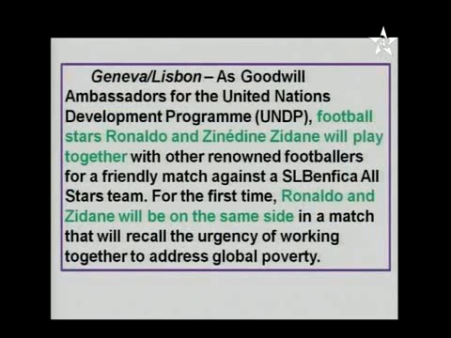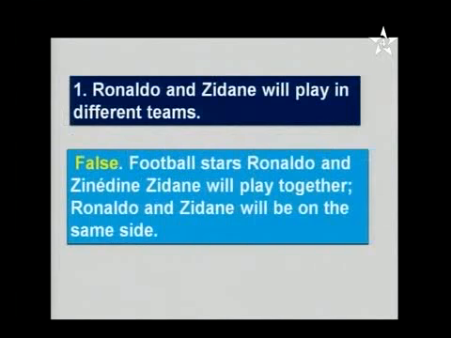Please look at the parts of the text which are in green. Football stars Ronaldo and Zidane will play together. And further down, it says, Ronaldo and Zidane will be on the same side. So, okay, the answer is false. Justification from the text: football stars Ronaldo and Zidane will play together. Then second justification, Ronaldo and Zidane will be on the same side. So it's false, and here is the justification which we have taken from the text.